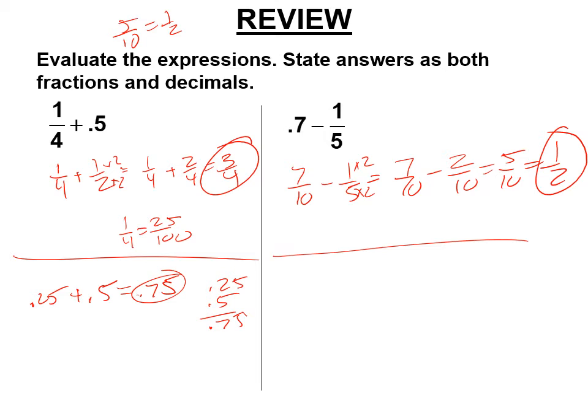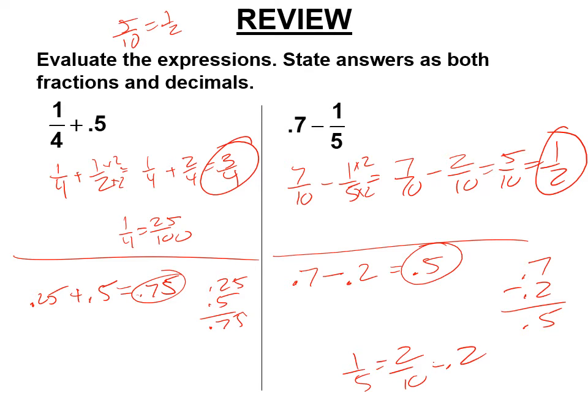Let's see it as decimals. So it's 0.7 minus 1/5, right? 1/5 is 2/10, which is 0.2. So 7/10 minus 2/10 is 0.5. Let me just show the lining up of the decimal points. It's 0.5, 5/10.